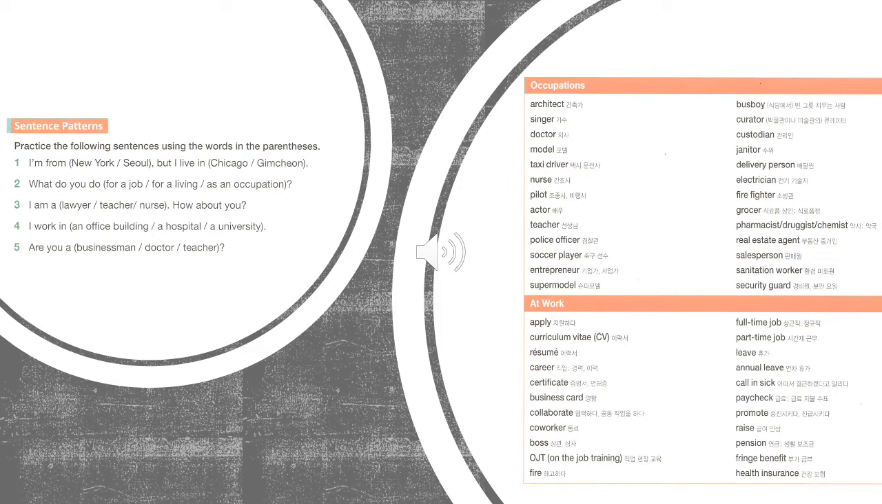So if you look over on the left, we have some good sentence patterns that will help us talk about work. And you'll find these in the conversations that we're going to discuss. So you've got this number one you should know already because we studied it in the first unit. Where are you from? I'm from New York, or I'm from Seoul, but I live in Gimcheon now. In my case, I can say I'm from Chicago, but I live in Daegu now. What do you do for a job, for a living, as an occupation? Often we will just simply say, what do you do?